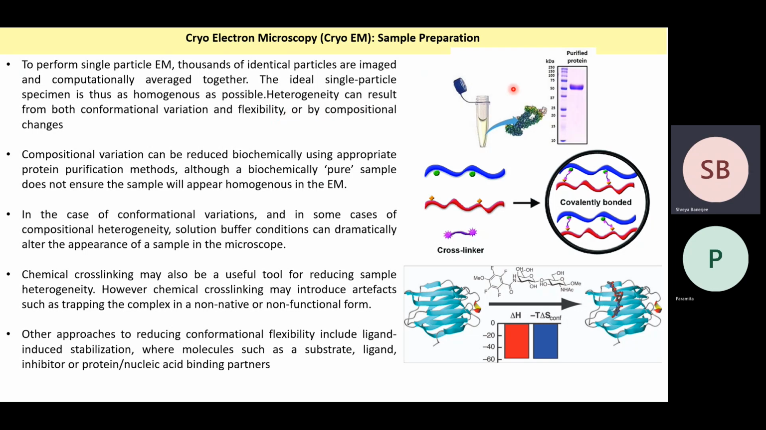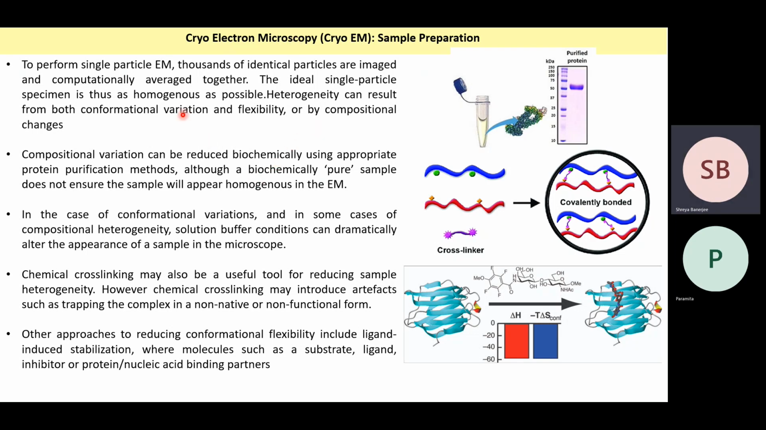So the first step is to completely purify the protein. Like here, if you see on the left, it shows a mixture of proteins, and on the right, the single band is indicating that it is a pure protein. So only when the protein is very pure can cryo-electron microscopy be done.